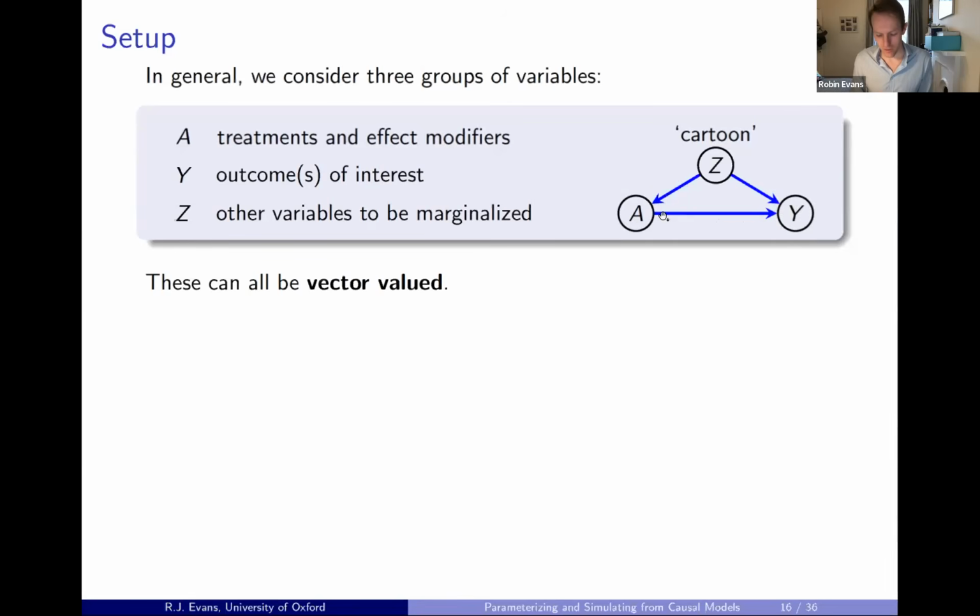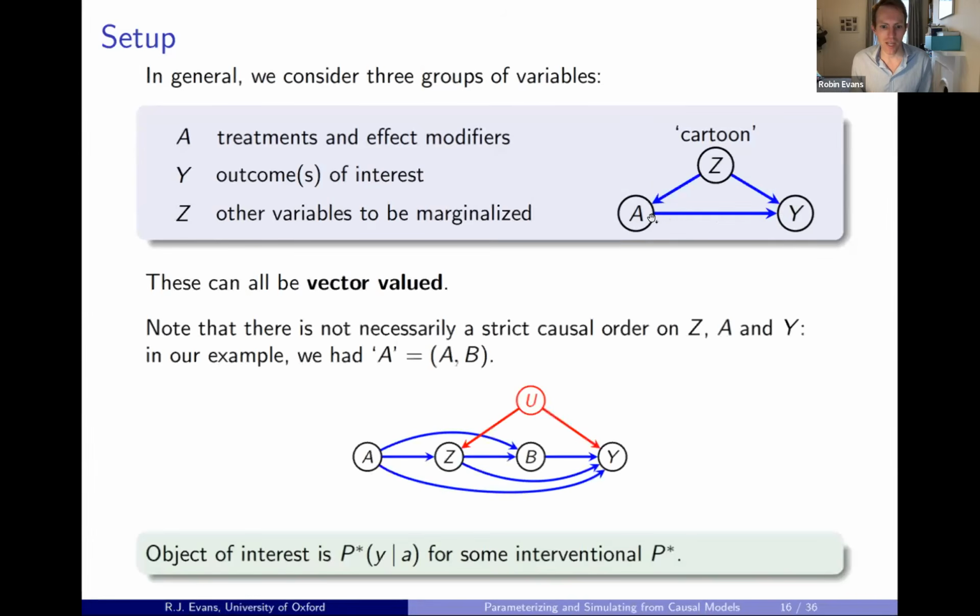But actually, as we'll see, it doesn't have to be as simple as that. We've already seen that you don't have to have all the treatments be after the covariates. So in this model, we had a treatment that came before the covariates. And in fact, there's no strict causal order on any of these quantities. And the fact that they can be vector valued also makes this a lot more flexible than it might initially seem. And then the object that we're interested in is some conditional distribution that we obtain on the outcomes given the treatments and effect modifiers.